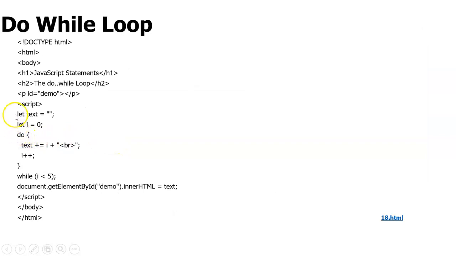See here the script: let text is equal to an empty string, i is equal to 0. Initially with i as 0 some value will be printed, then it increments, then it checks whether i is less than 5. Yes, it is less than 5, so it goes for the next one. Initially it will just do; you will not check anything first, you will print the statement. If you want to execute your program at least one time, and you want to do it in the same looping way, you go for do while only. Okay, so these are the different things.